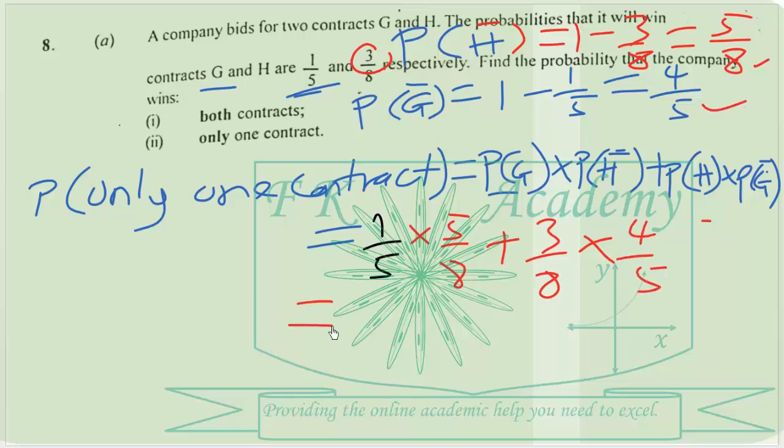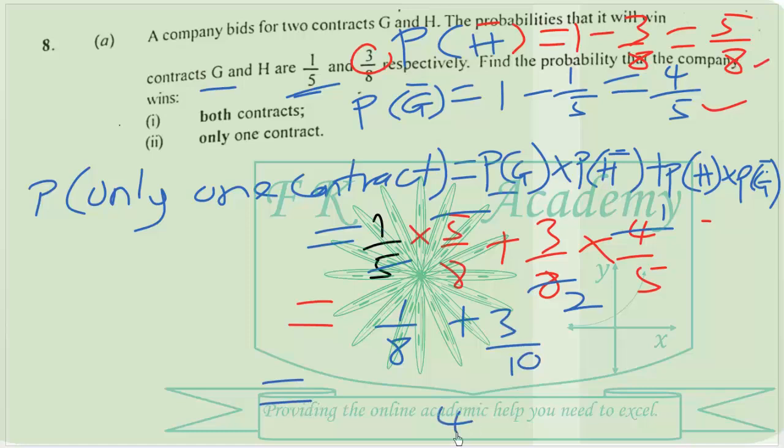So this will be equal to, this will get rid of this. You're left with 1 over 8 plus, and 4 will go here 2 times. So that's 3 over 2 times 5 is 10. So the LCM will be 40. 5 plus, this will give you 12. That will give us 17 over 40.